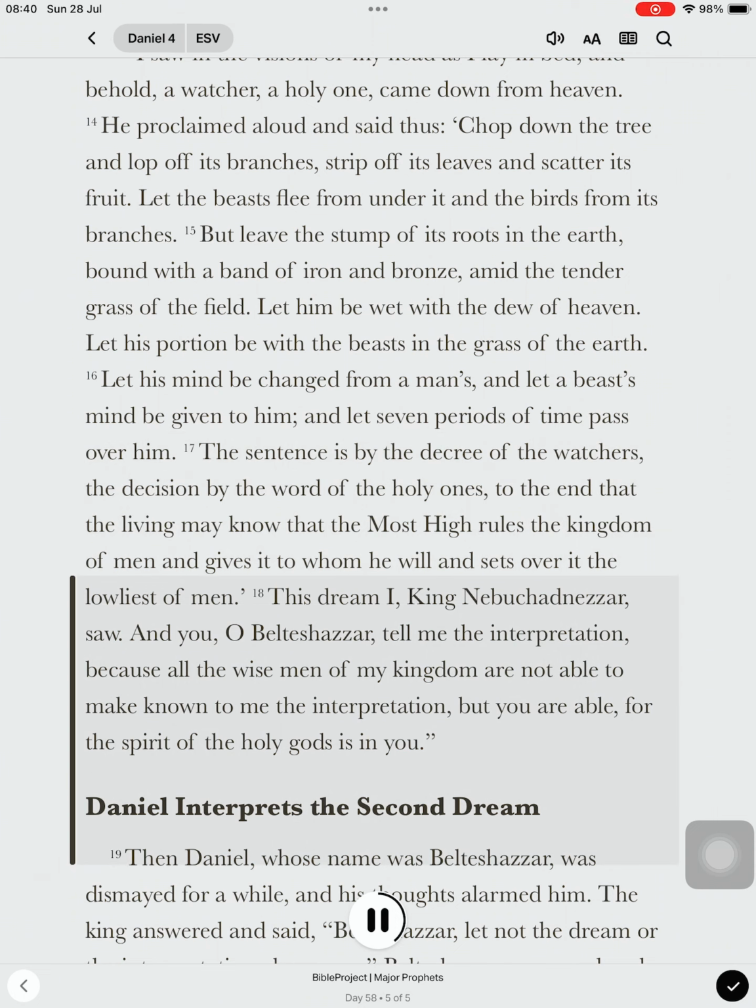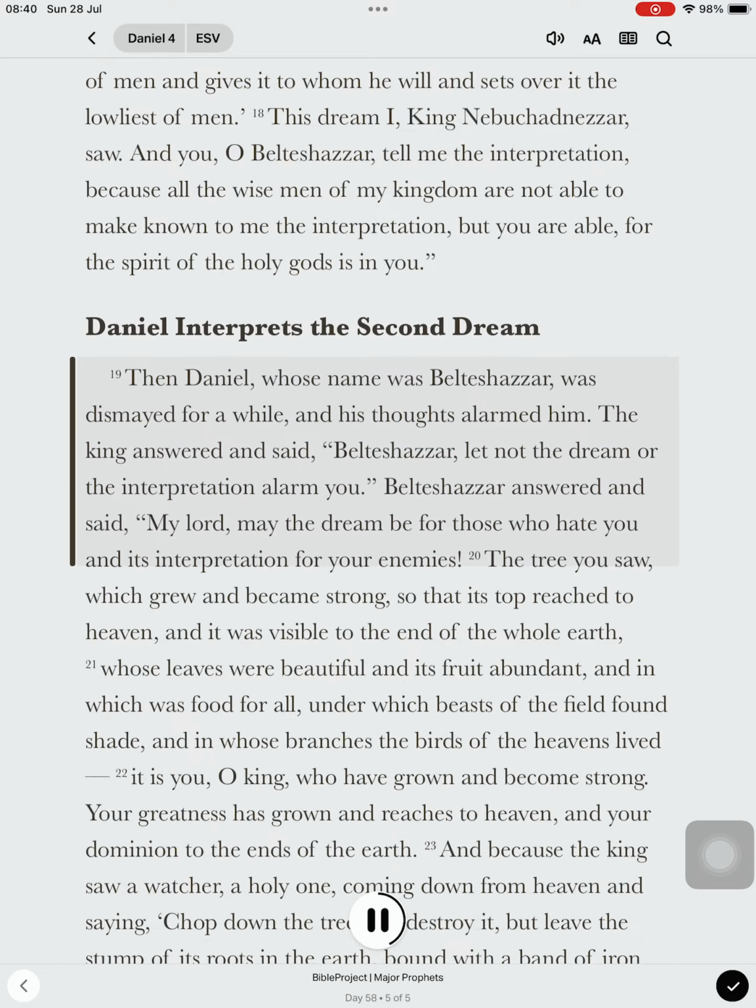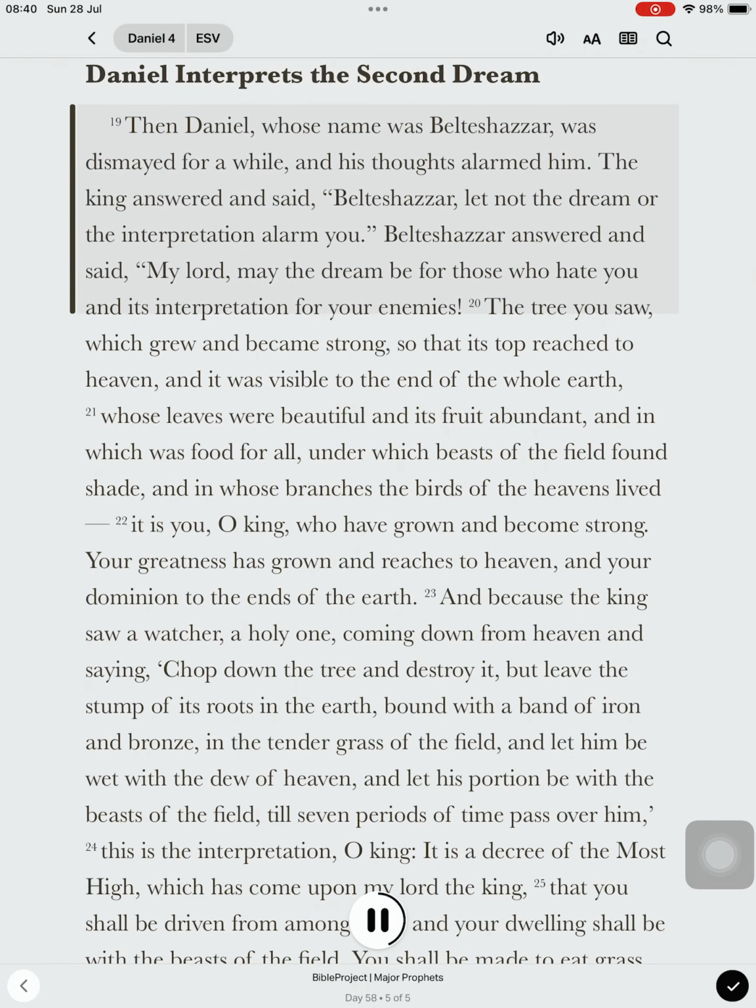This dream I, King Nebuchadnezzar, saw, and you, O Belteshazzar, tell me the interpretation, because all the wise men of my kingdom are not able to make known to me the interpretation, but you are able, for the spirit of the holy gods is in you. Then Daniel, whose name was Belteshazzar, was dismayed for a while, and his thoughts alarmed him. The king answered and said, Belteshazzar, let not the dream or the interpretation alarm you.